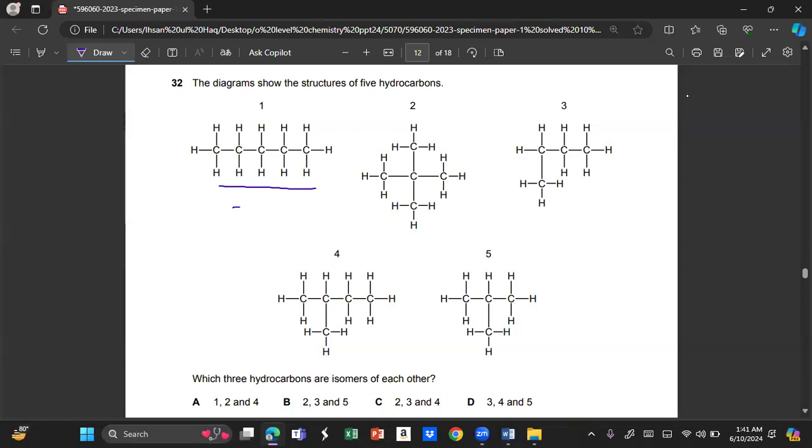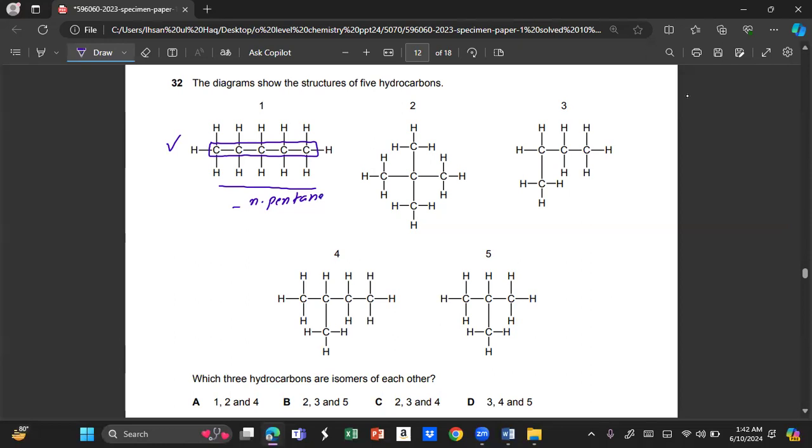Let's start with it. If we see the straight chain, this is normal pentane. Normal means straight chain. We call it n-pentane. So in this case, we have all the carbons in a continuous chain. Continuous chain does not mean it should always be straight. It can move upward at the end or downward. Now we have to see which structure 2, 3, 4, or 5 are different from structure number 1.